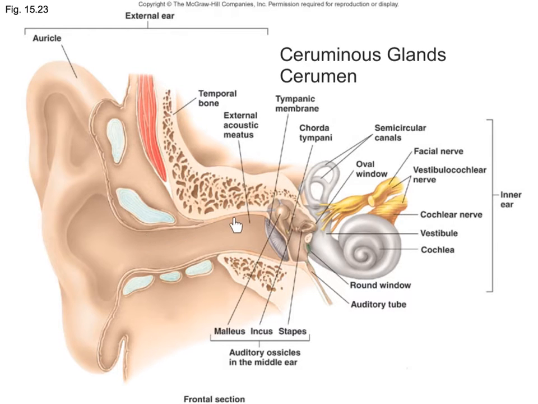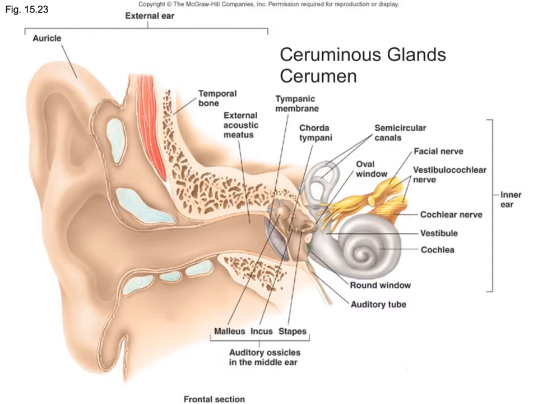Lining the external acoustic meatus, there will be a number of ceruminous glands, and they will produce a modified sebum or oil or wax, and that is earwax. So ceruminous glands line the external acoustic meatus. There's also hairs that line that area, and the hairs with the wax on the hairs prevents objects, bacteria, other foreign materials from getting down deep into the ear where they can come in contact with the delicate tympanic membrane.